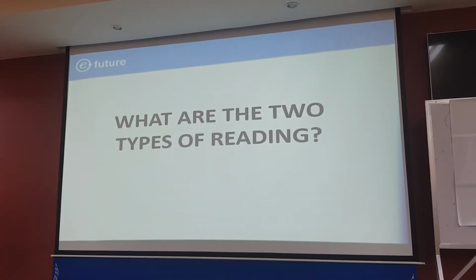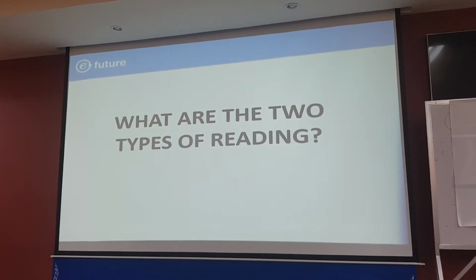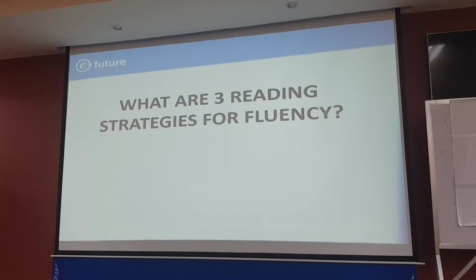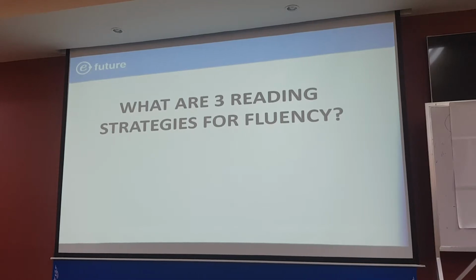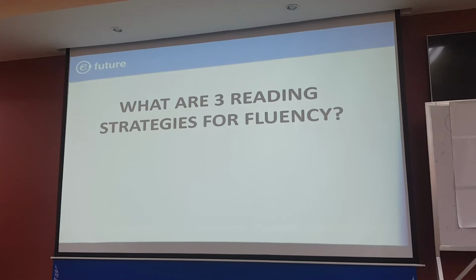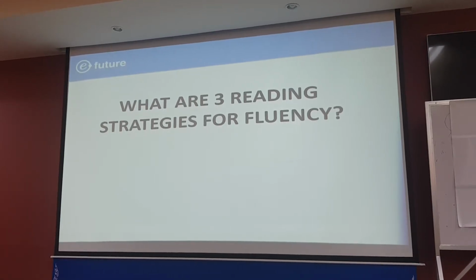Next one. What are the two types of reading? Intensive reading. And extensive reading. Very good. What are three strategies of fluency? We have one here. Accuracy. So the different strategies, that was the picture on the right side. I wanted the one on the left, the types of reading. Yeah, there were three reading strategies. Sorry. We have one in the back. Shared reading. Paired reading. Reader's theater. Good.